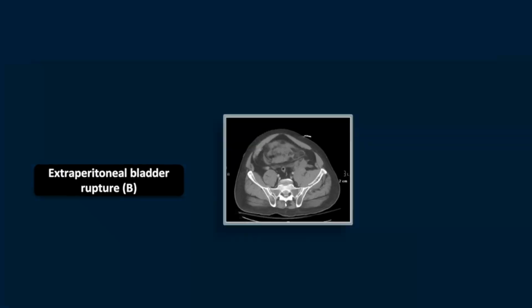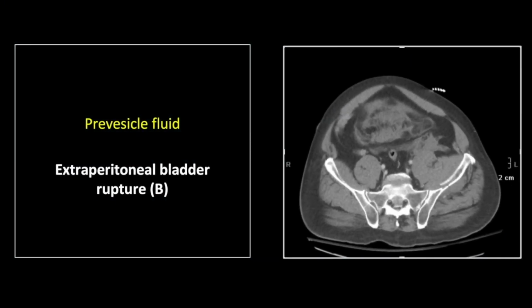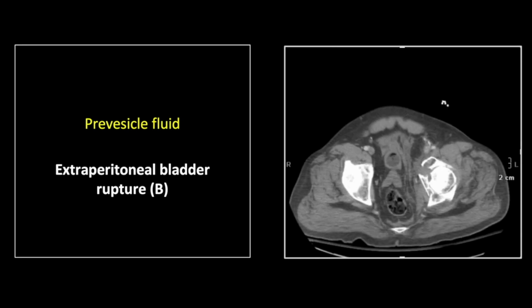Our next case is another case of extraperitoneal bladder rupture, this one nicely showing the limits of that prevesical space of Retzius. You see anteriorly there is a significant amount of fluid. That is all in the prevesical space of Retzius. You see it posteriorly displacing bowel loops. Lower down in the pelvis, you can see perivesical fluid and a relatively decompressed bladder with a Foley catheter.